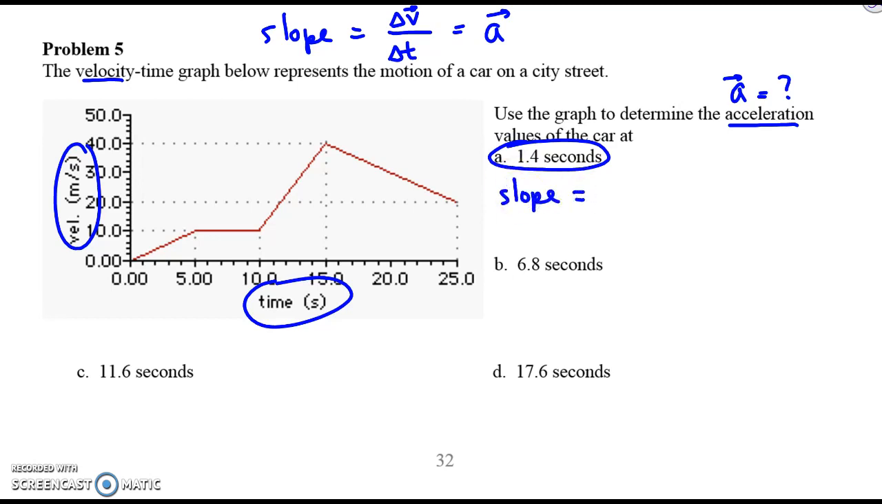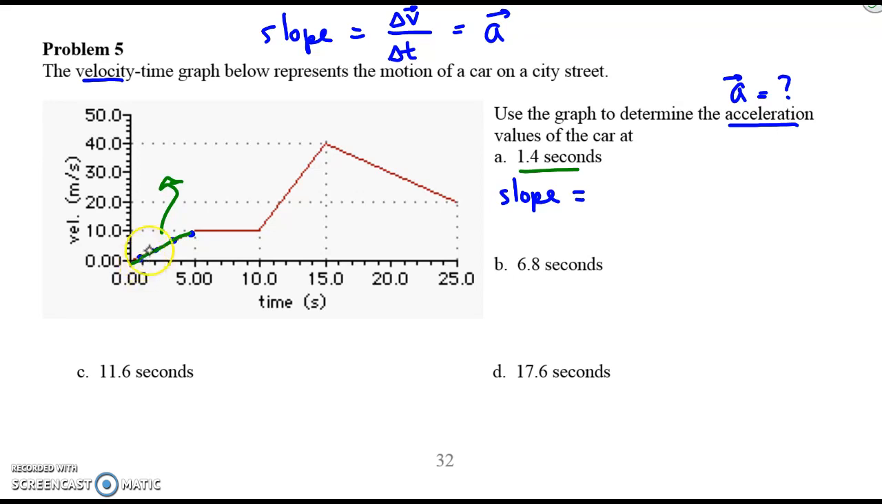You might think we have to go find 1.4 and trace up to the line and then trace over and get the exact y-coordinate and x-coordinate. Here's why we don't have to do it that way. Every single point on this line has the exact same slope. In fact, this straight line only has one value of slope. So there's only a single acceleration for this entire line, and that single value includes the acceleration at 1.4 seconds.